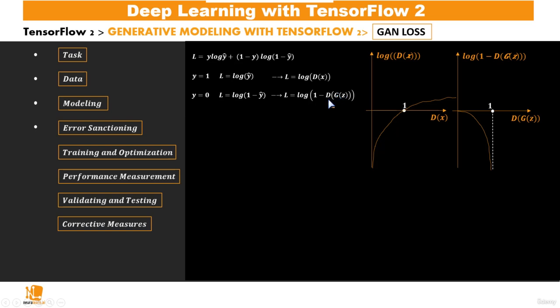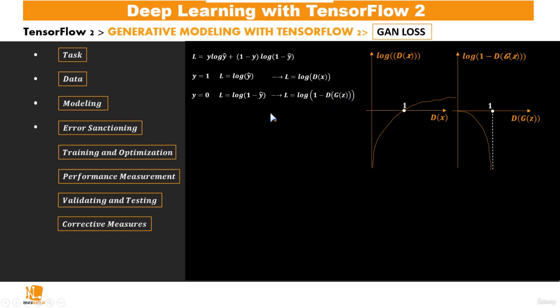So our aim here is to make sure that D of G of z is equal to 0, unlike here where we wanted D of x to be equal to 1. So if D of G of z is equal to 0, then we have log of 1, and log of 1 equals 0. And then we could see again from here that when we maximize this, we have the maximum value for the log of 1 minus D of G of z, the loss is equal to 0. So this again tells us that we should try to maximize this log of 1 minus D of G of z.